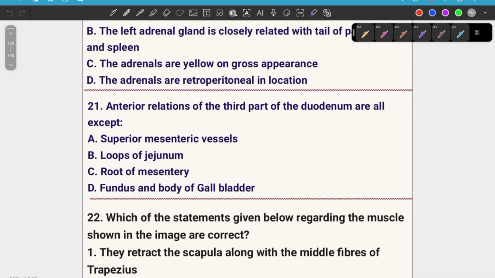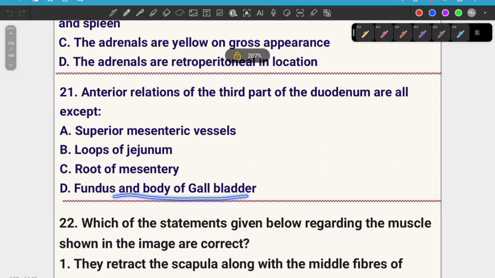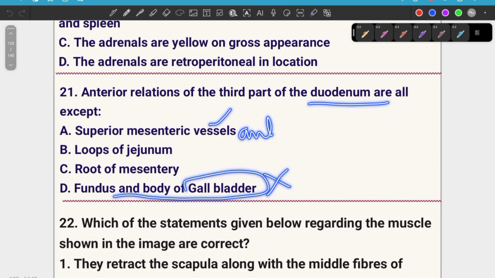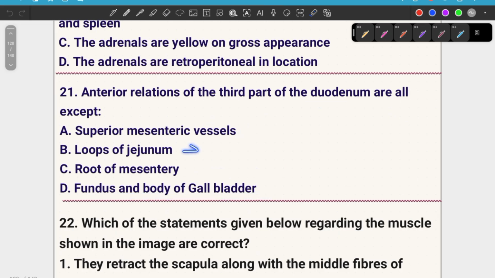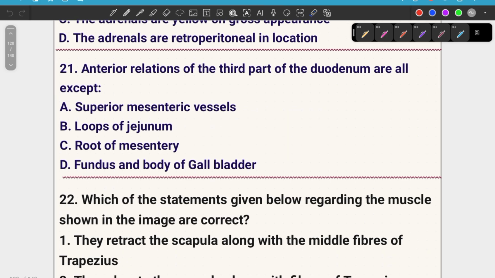So you can see the fundus and body of the gallbladder is not in relation to the duodenum, whereas superior mesenteric vessels form the anterior relation, and coils of jejunum form the anterior and also some are in the inferior. The root of the mesentery also forms the anterior relation.